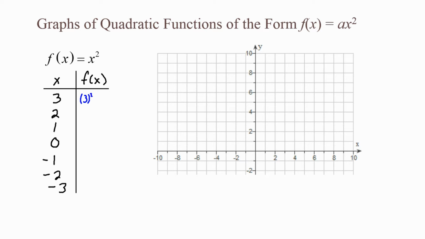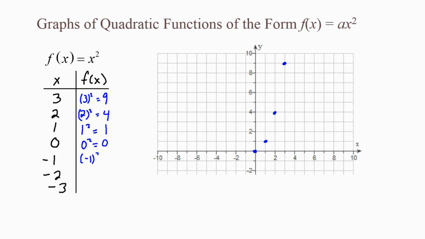3 squared is 9, so I have the point (3, 9). 2 squared is 4, so I have the point (2, 4). 1 squared is 1, so I have the point (1, 1). 0 squared is 0, so I have the point (0, 0).